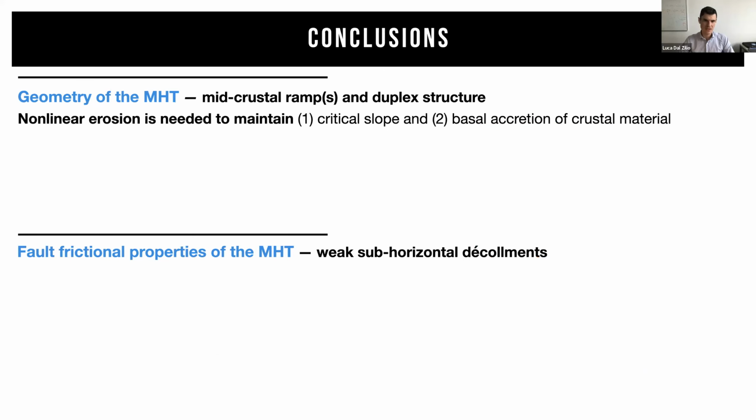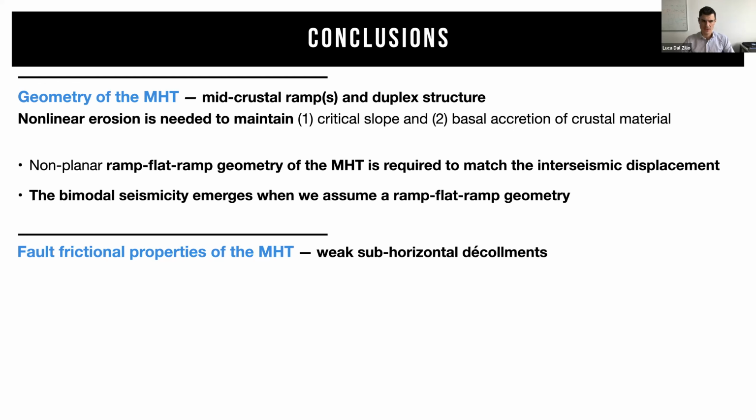So this brings me to the conclusion of this presentation. We have seen that the geometry of the main Himalayan thrust, and in particular this mid-crustal ramp and the duplex structure, are very important features in the Himalaya because they seem to control the tectonic evolution, but also the evolution of seismicity. This mid-crustal ramp is, in our model, highly required in order to match the interseismic displacement. And also, in order to have this sort of bimodal distribution between small and large events, this ramp and flat geometry seems to be a very important component.